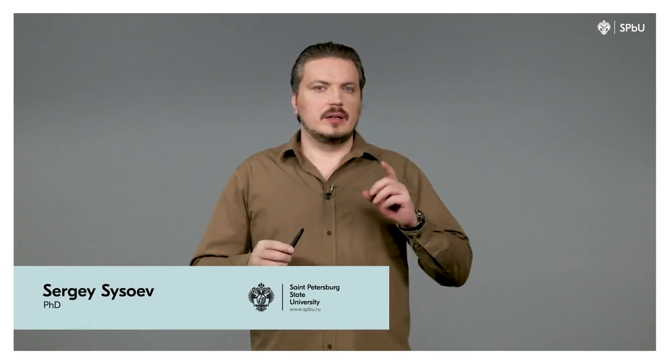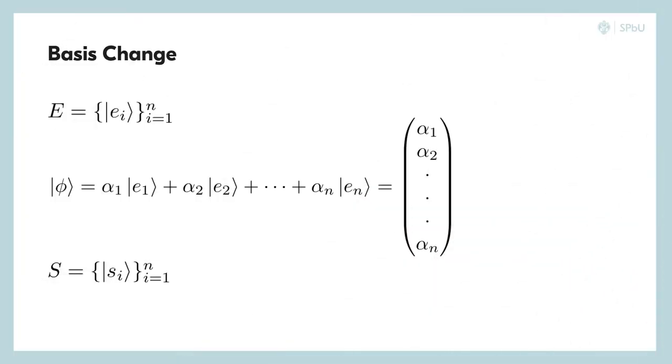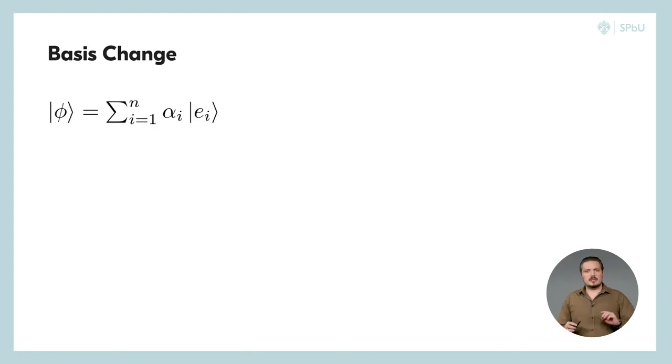Imagine we have some vector phi, and we also have the representation of phi in some orthonormal basis E with vectors E1, E2, etc., En, and the components alpha 1, alpha 2, etc. We are, for some reason, severely interested what representation this vector phi will have in another basis, say S, with vectors S1, S2, etc. Let's represent phi as a sum of its components multiplied by the vectors of the basis E.